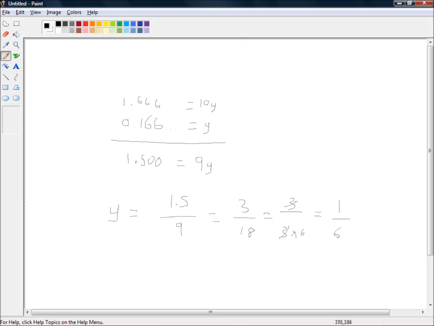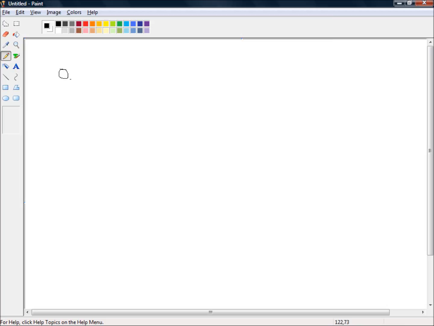Let's try another example. Okay, let's try something like 0.252525, where we've got a repetition, but they're repeating every 2 digits instead of every 1 digit. Well, in this case, instead of multiplying by 10, we multiply by 100. So in this case, 25.2525, and again, the digits go on forever, and this only works if they go on forever, is equal to 100y.